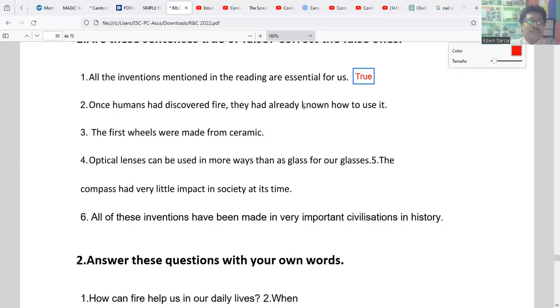Once humans had discovered fire, they have already know how to use it. What do you think about this? When humans had discovered fire, try to thinking about these men from the caverns, and maybe they find fire in the woods or maybe in leaves in a tree that is getting in fire. What they thinking about it?